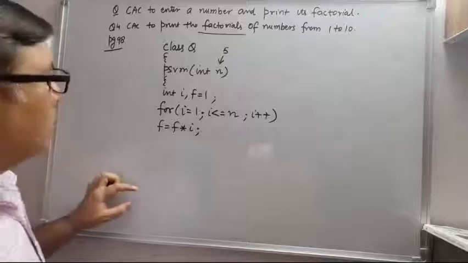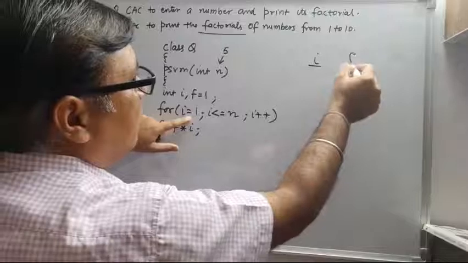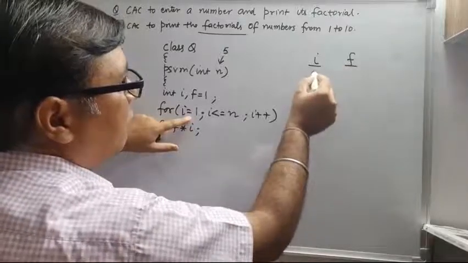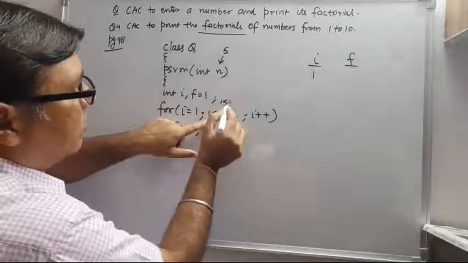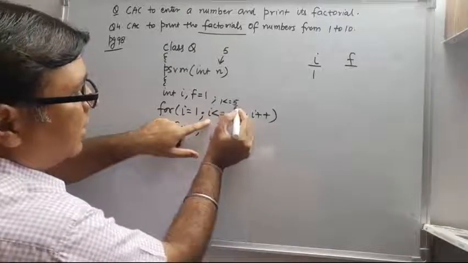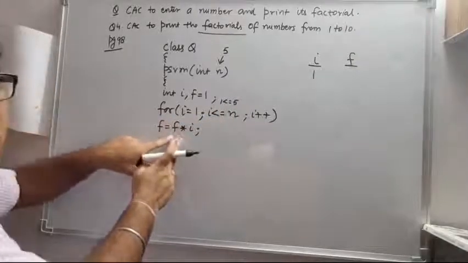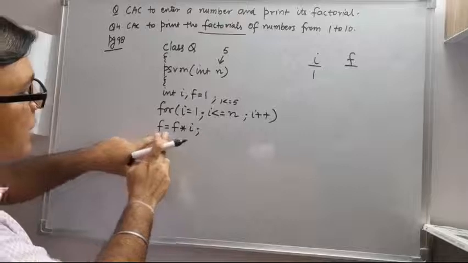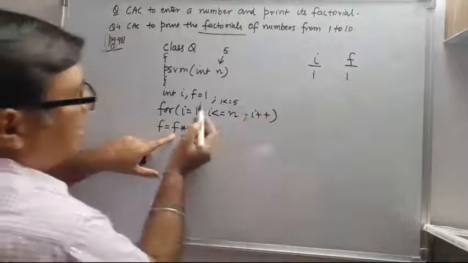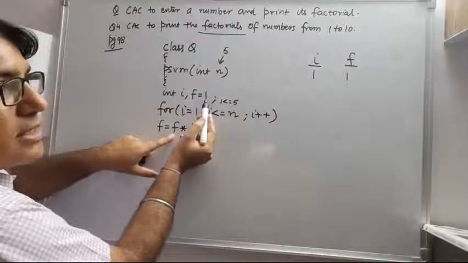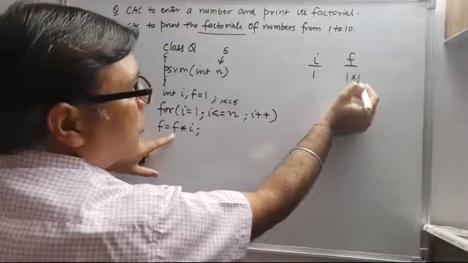Now how does this program run? For i is equal to 1, first of all the value of i is 1. 1 is less than equal to n. What is n? That is 5. This condition is true. If this condition is true, then this further statement will run. So it will find out f is equal to f into i. Now what is the value of f? f is 1, that is initialized here, into i. What is i? 1. 1 into 1.